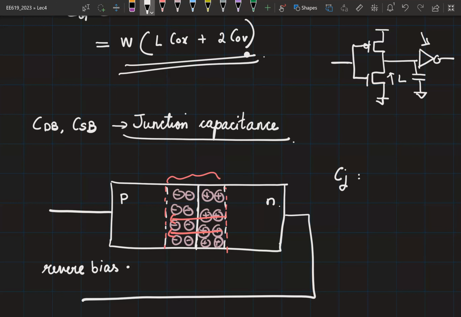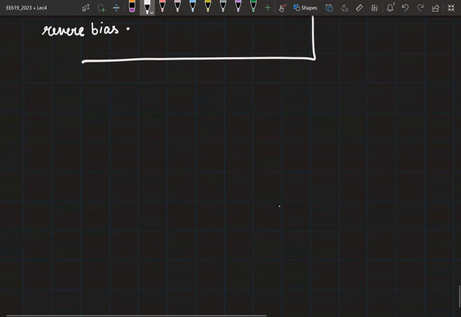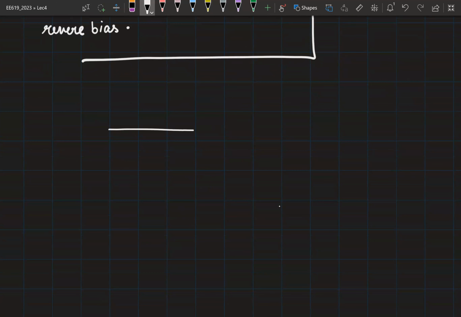Now you will be given the unit capacitance, the capacitance per unit area or per unit length, of the diffusion region associated with both the source and the drain. Then we have to calculate it based on the area, right? This area calculation is actually simple geometry. You just need to read the parameters. That's all. So let's start with an NMOS transistor.